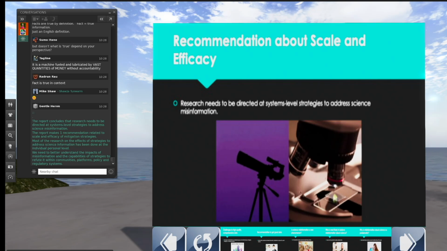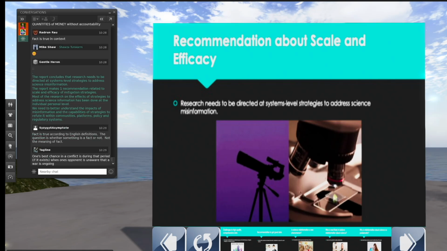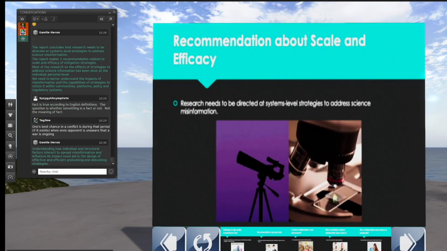We need to better understand the impacts of misinformation and the capabilities of strategies to refute it within communities, platforms, policy, and regulating systems. Syzygy says fact is true according to English definitions. The question is whether something is a fact or not, the meaning of the word fact. And Tagline says one's best chance in a conflict is during that period, if it exists, when one's opponent is unaware that a war is ongoing. Understanding how individual and structural factors interact to spread misinformation and influence its impact could aid in the design of effective and efficient pre-bunking and debunking strategies.